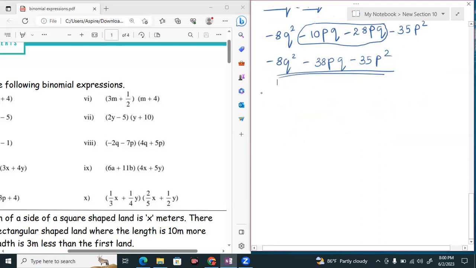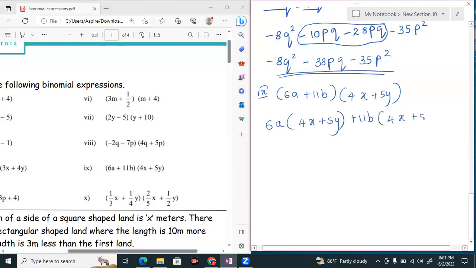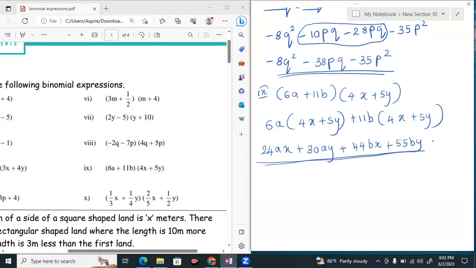Then ninth one, it is 6a add 11b into 4x add 5y. Okay, then 6a into 4x add 5y, here plus 11b into 4x plus 5y. Then 6 into 4 is 24ax. 6a times 5y, it is 30ay. Add 11b times 4x, it is 44bx. Add 11b times 5y, then it is 55by. Okay. There are no like terms to simplify. Therefore, we can keep the answer as it is. Okay.